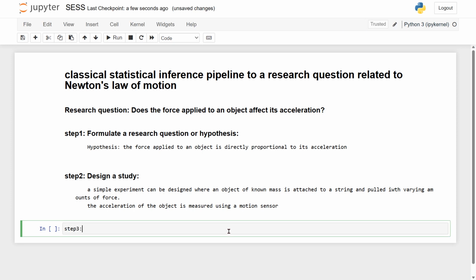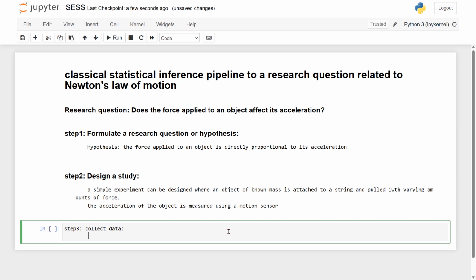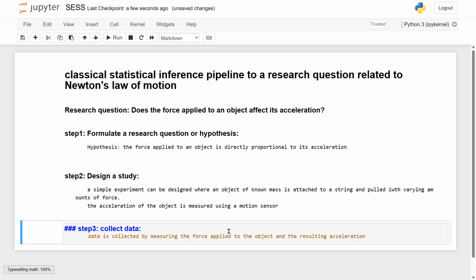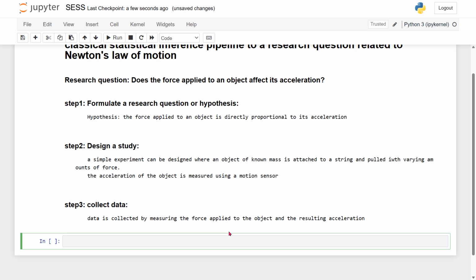Step 3, collect data. Whatever experiment you have done, data is collected by measuring the force applied to the object and the resulting acceleration. So that's the data collection here. That's step 3.